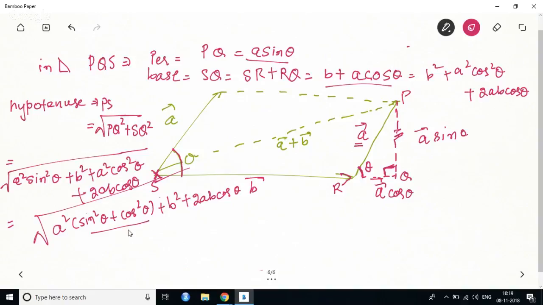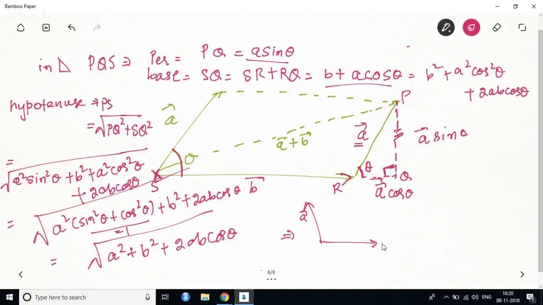Now this sine square theta plus cos square theta is equal to 1. So I can write it down as a square plus b square plus 2ab cos theta. So for any two vectors making angle theta with them, the magnitude of vector a plus vector b will always be given by under root a square plus b square plus 2ab cos theta.